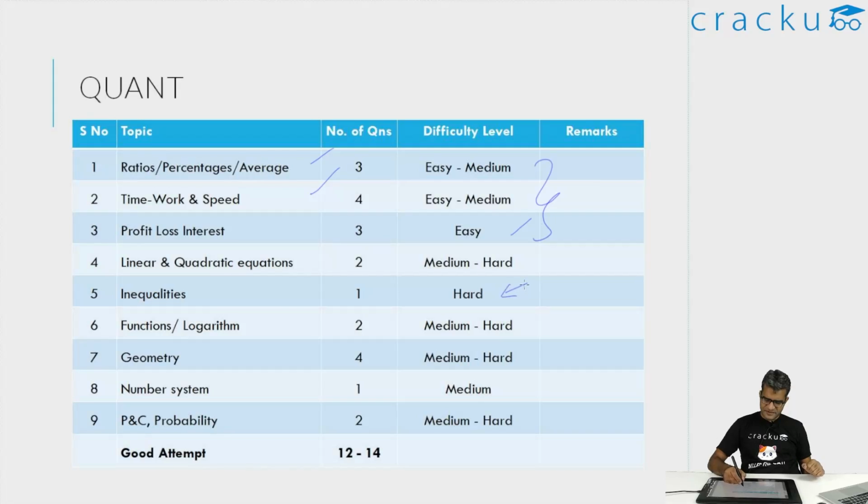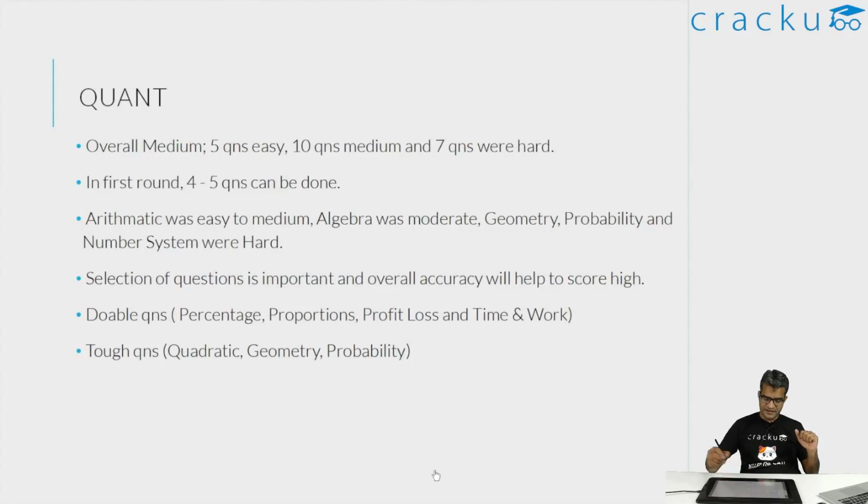There are some algebra questions like linear equations, quadratic equations, inequalities which are on the harder side. And most of the remaining things I felt were medium to hard. Most of the remaining ones, which is either functions or geometry, number systems, probability, all of these, there are possibilities for you to actually go wrong. But the arithmetic is where you have to score the most. That is what we would feel in Quant.